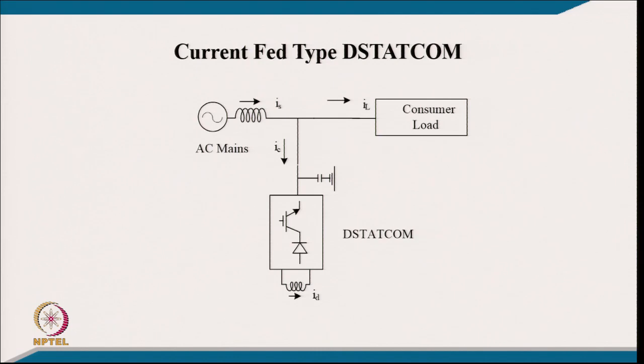In the current fed, you can see the supply with source impedance connected to the consumer load, and you have this D-STATCOM made with a current source converter. Even if you are using a self commutating device like an IGBT, you need a series diode. The reason is that a current source converter needs negative voltage blocking capability, which the IGBT does not have, so you have to connect a series diode which can withstand negative voltage across the total switch.